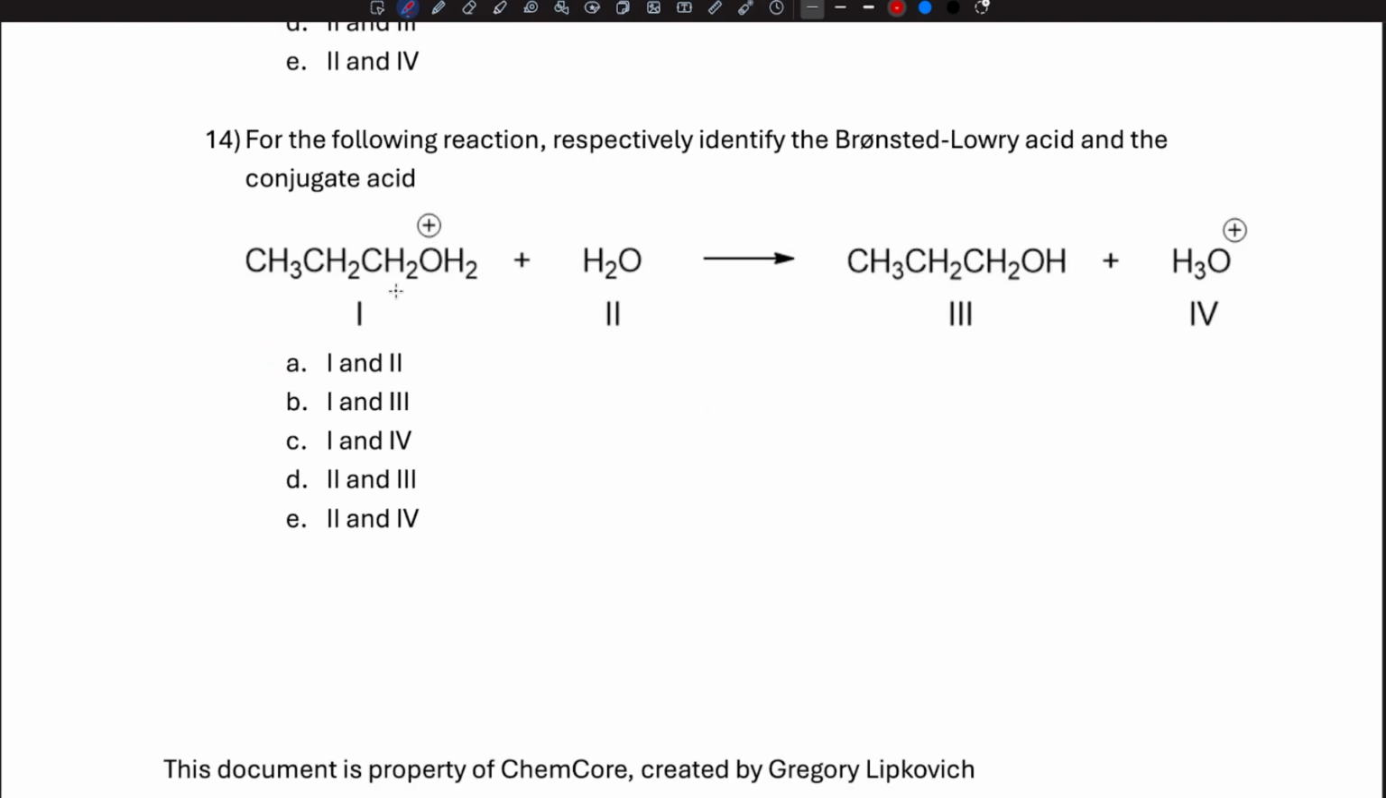Number 14, again, we identified structure 1 as donating a proton, and so it's the acid. Structure 2 accepted the proton, so we know it's the base. And structure 3 must be the conjugate base. And structure 4 must be the conjugate acid. And so our Bronsted-Lowry acid is structure 1, and the conjugate acid must be structure 4. So our answer is C.